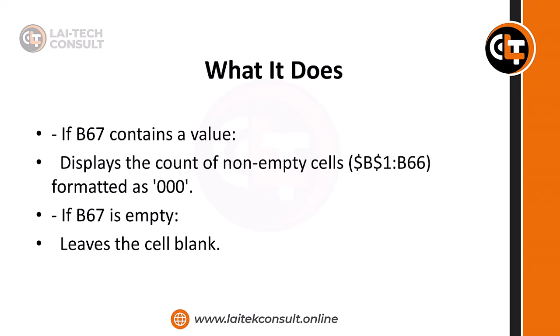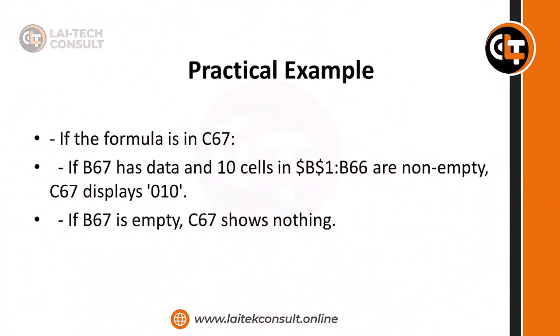So a practical example: let's say the formula is in C67. Then what the formula is going to do is check column B, the range B1 to B66. Are there non-empty cells? For example, if we have 10 cells that are non-empty, then it means that C67 is going to return the number 10. But if B67 is empty, it means C67 will show nothing.